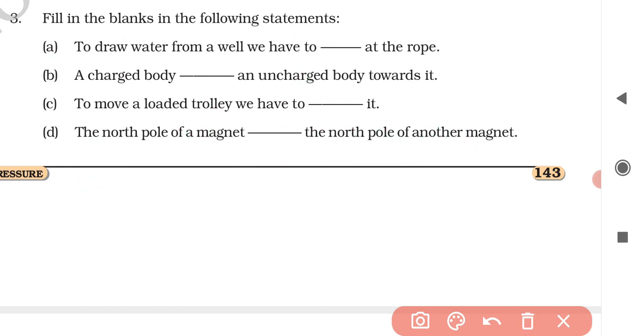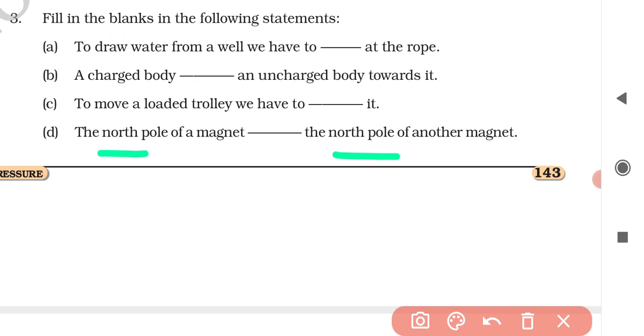Clear? Next, the north pole of a magnet dash the north pole of another magnet. So again here one of the poles of the magnet is north and the pole of the other magnet is also north. Means two north poles are brought nearer to each other. So what will happen? You know that like poles repel each other and unlike poles attract each other, right? So here both are like poles, north pole and north pole. So when the north pole of one magnet is brought nearer to the north pole of another magnet, then there will be a force of repulsion.